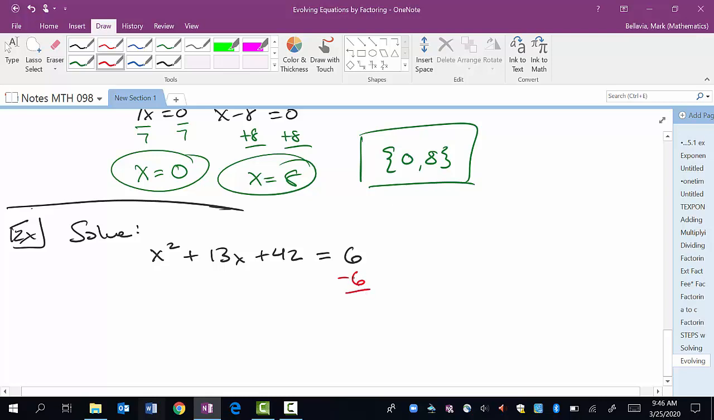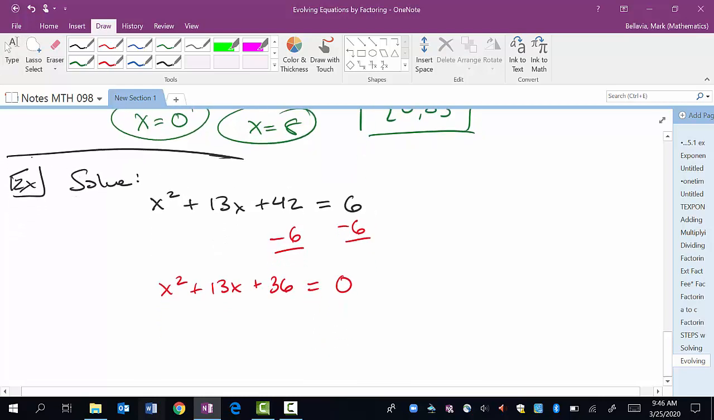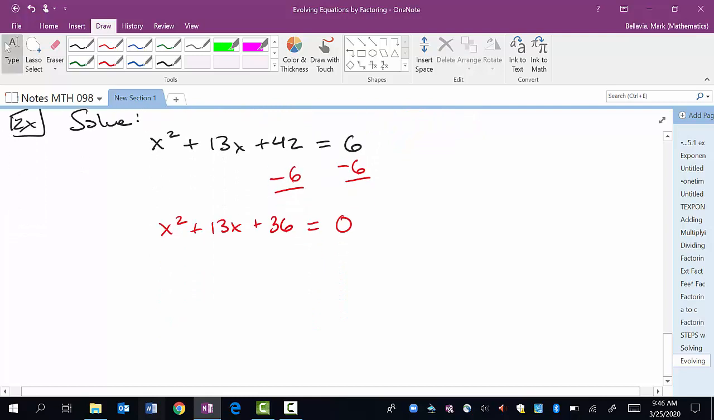When I subtract 6 from this side, you have to also do it to the other side. When you subtract 6 from this side, make sure you do it from its like term. So I'm going to take it from 42. So I'm left with x squared plus 13x plus 42 minus 6, which gives me a positive 36. This all equals 0. Make sure you have this equals 0. Don't forget it. Remember, that's what makes it an equation. You can't solve it if it's not an equation. So you need equals 0 on there.